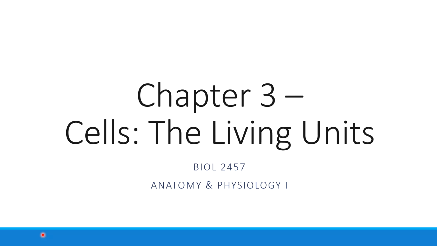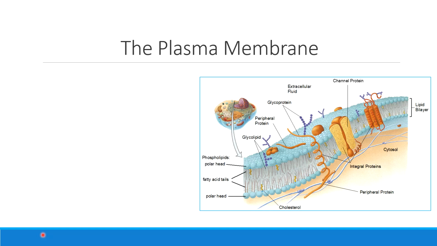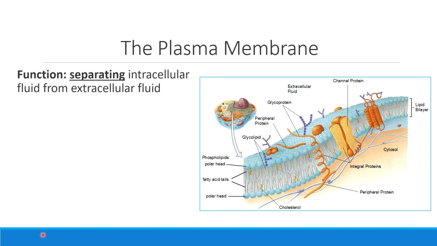We are continuing our discussion of Chapter 3, which is all about cells. In this short lecture, we're going to talk about the structures seen in the plasma membrane of the cell. When we talk about the plasma membrane of a cell, remember that the plasma membrane is my dividing line from outside the cell compared to inside the cell.